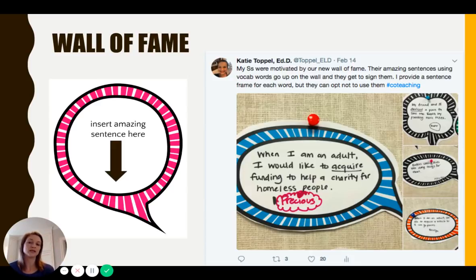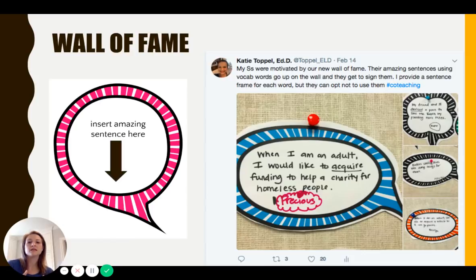And I left it open-ended. So Precious said, "When I'm an adult, I would like to acquire funding to help a charity for homeless people." George used the same frame: "When I'm an adult, I would like to acquire a vehicle so I can go places." With the word devised, Hector wrote, "My friend and I devised a plan to save the earth by planting trees." And for the word coerce, again, Hector wrote, "Bullies coerce kids into doing things for them."